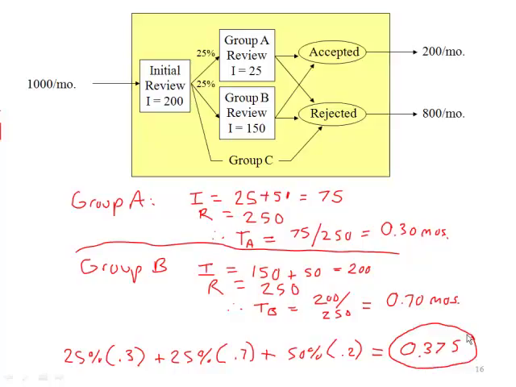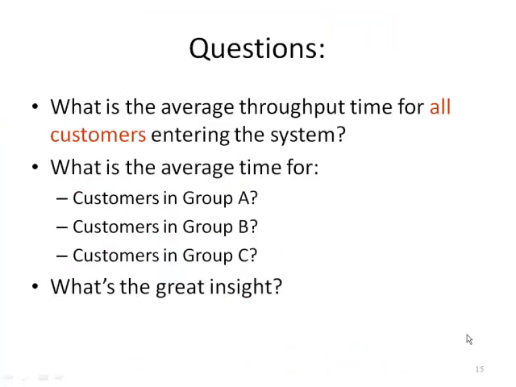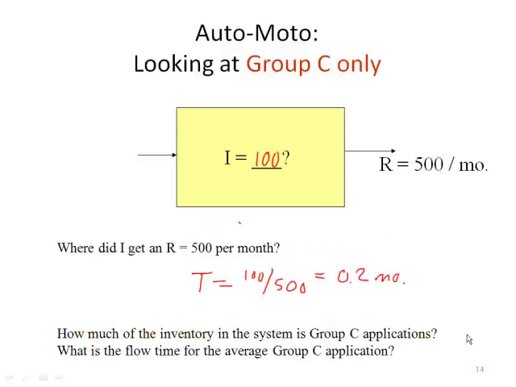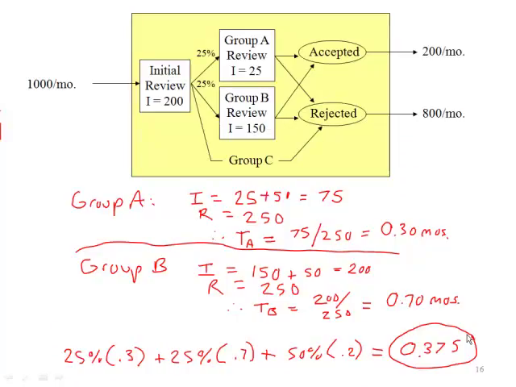So the point is, we looked at each of the groups individually. We calculated what their flow times were like, what their inventories were like, what their individual flow rates were like. But then when we took a weighted average of their flow times, we got exactly the same answer we got when we looked at the overall system performance. So Little's Law was consistent at the aggregate level. If you add up what happens at the sub-process level and look at it at the aggregate level, it's consistent from top to bottom.